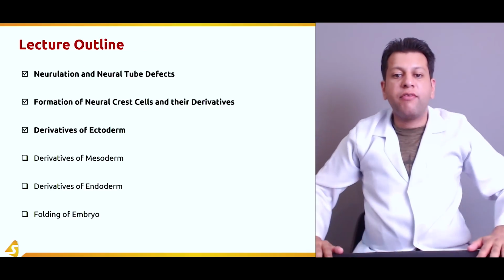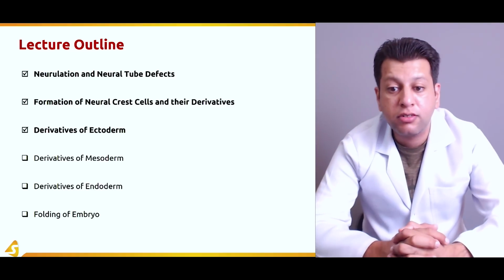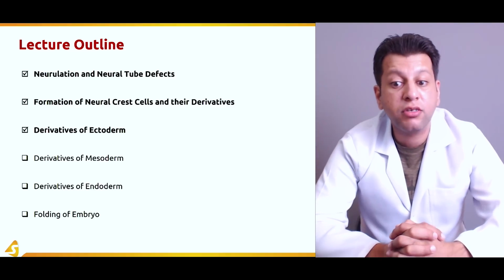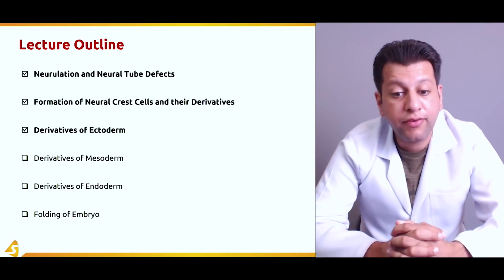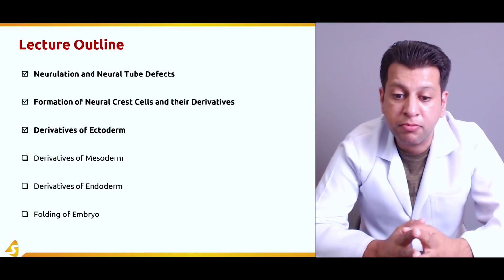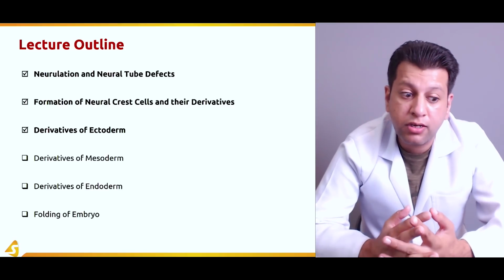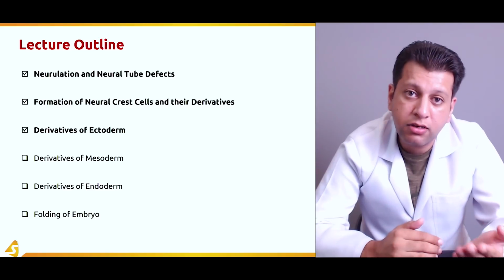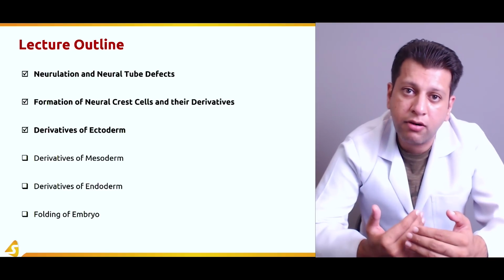So what have we covered up till now? Neurulation and neural tube defects, formation of neural crest cells and their derivatives. We have covered up till now the derivatives of ectoderm. As I told you, there were 3 layers: the ectoderm, the mesoderm, and endoderm.